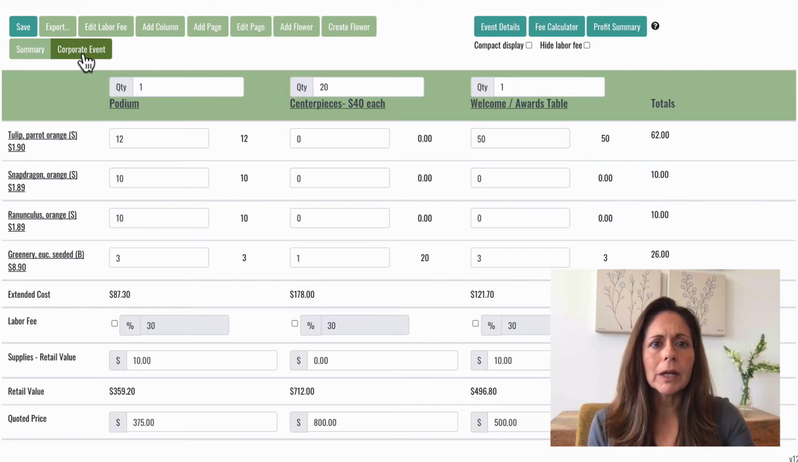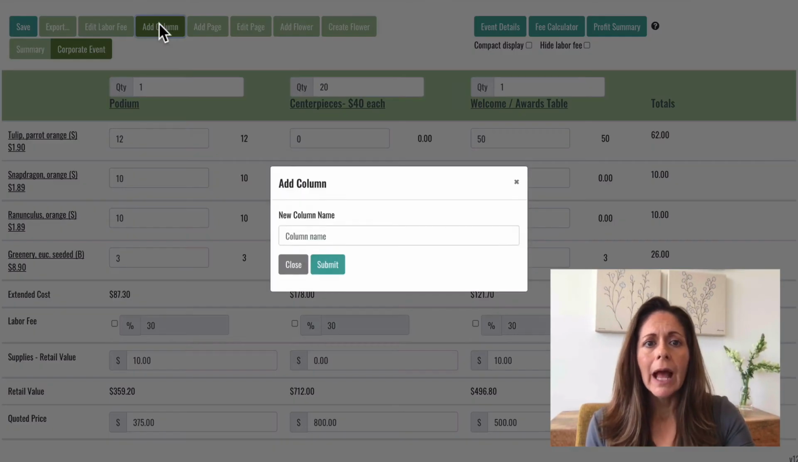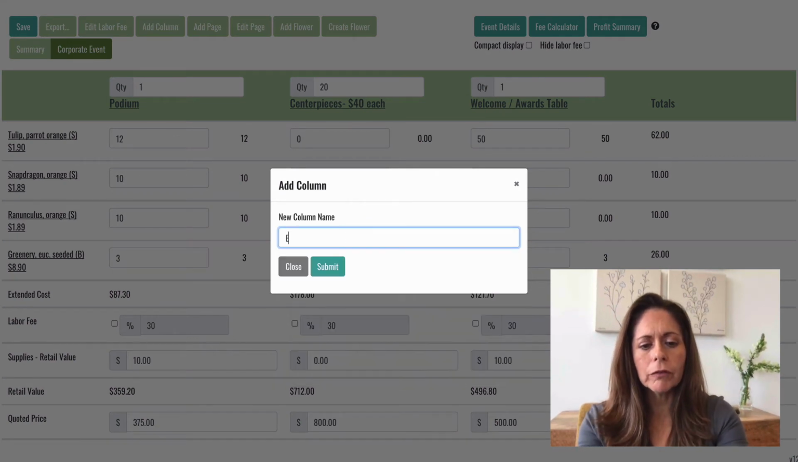So what I'm going to do is I'm going to come over here to my recipes, and I'm going to go ahead and add a column. And I'm going to call this column extra bunch of tulips.